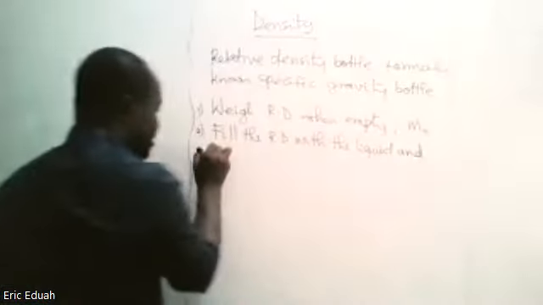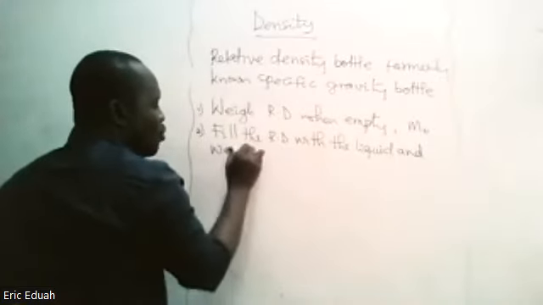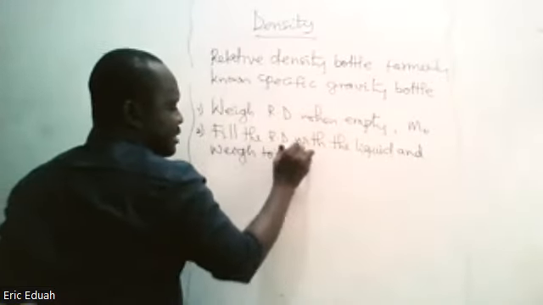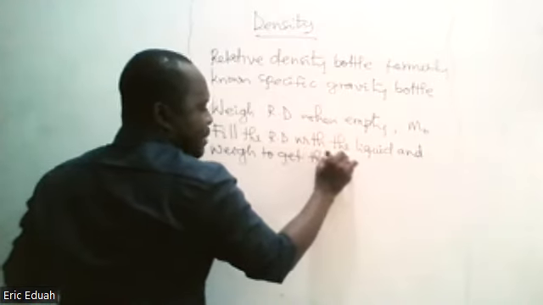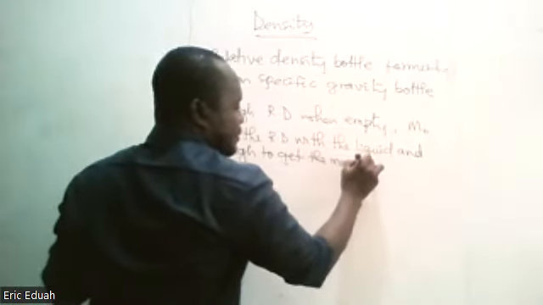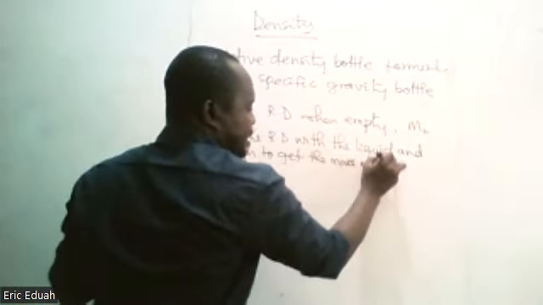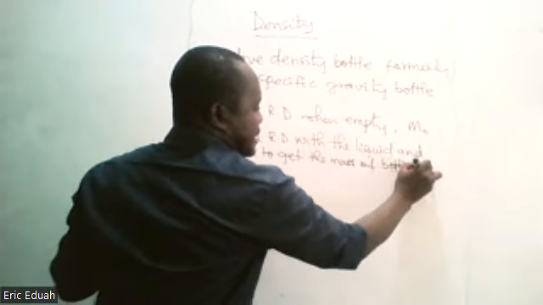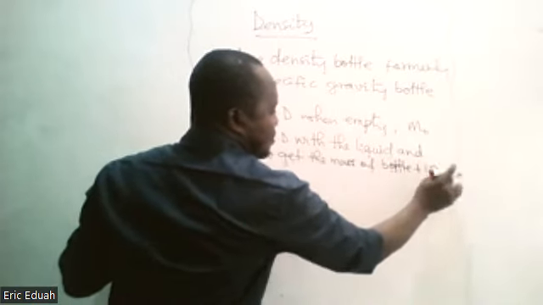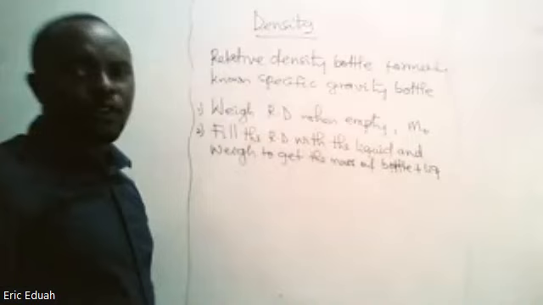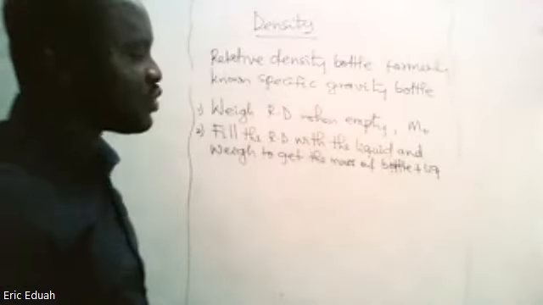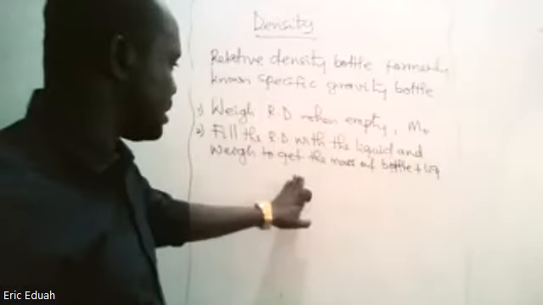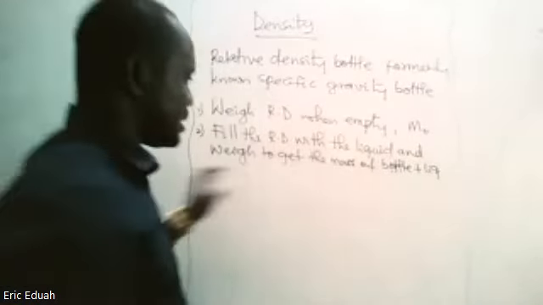weigh to get the mass of liquid, or let me use the bottle plus the liquid. So of course you use the electronic balance to determine this weight and denote that by M1.